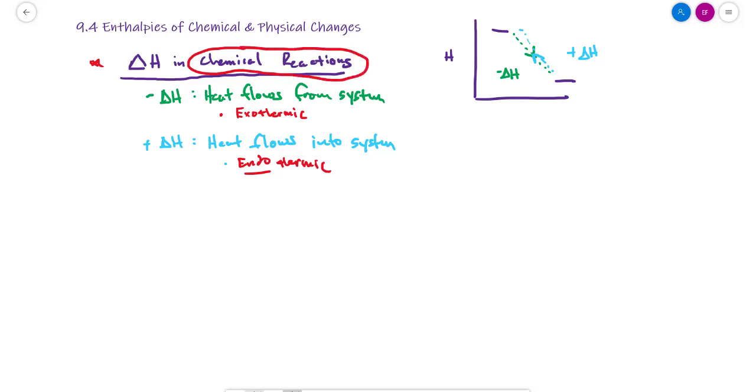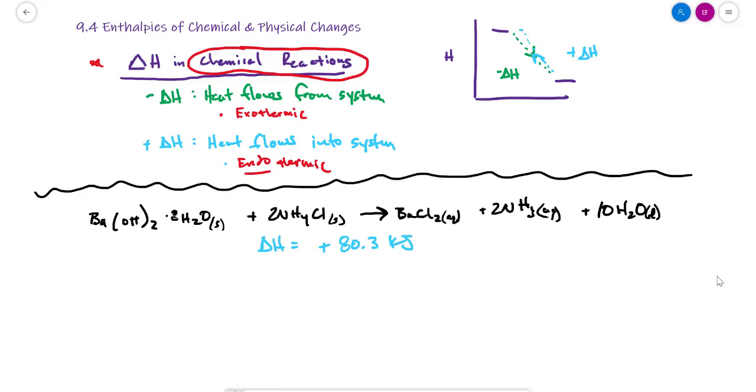So let's take a pause for a second and think about this example that I have written up here. This is barium hydroxide with 8 waters attached to it in the solid structure. That's what this dot 8H2O means here. So that's a solid salt, barium hydroxide. If I mix that with this other solid, ammonium chloride, I yield these 3 products. And the overall standard enthalpy change, I should put a degree sign here, for the system is positive 83.3 kilojoules. Is this an exo or an endothermic reaction? Hopefully you look at this positive sign, you say that's endothermic.